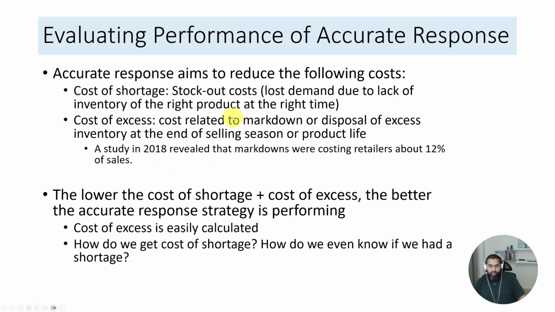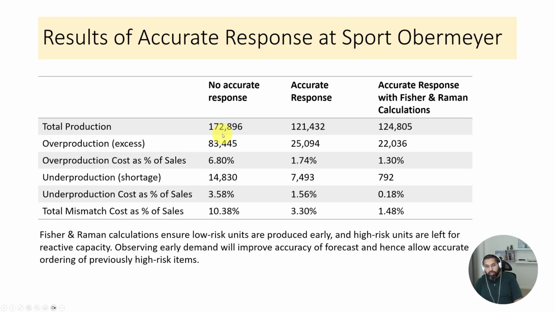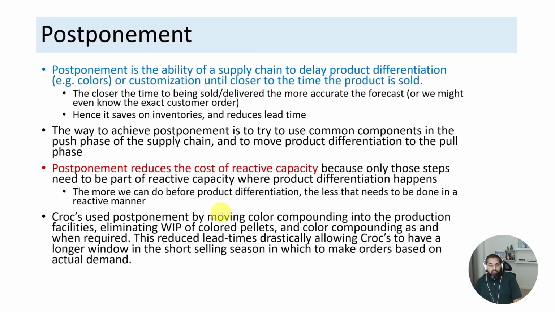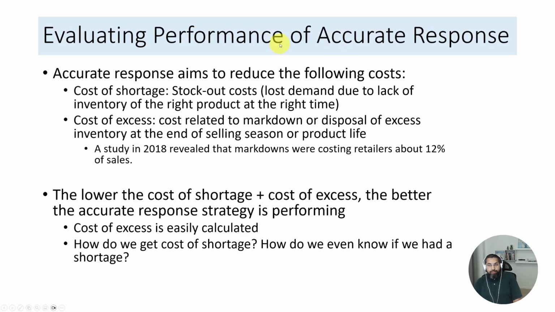How do you evaluate performance of accurate response? We already talked about it in this slide. You look at overproduction cost and underproduction cost. Overproduction is cost of excess. You have too much. Underproduction is cost of shortage, which is lost sales cost. The total of these two costs, this cost in the last row right here, the mismatch cost, that's your performance metric for accurate response. The lower this total cost in the last row, the better your accurate response is working. So you want to track this cost. You want to track this performance of accurate response, and you want to get better over time.